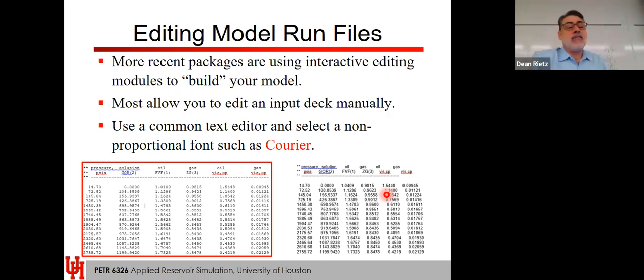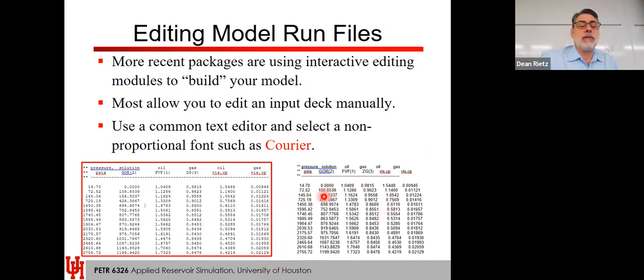So the one on the left, basically you're saying they're nice columns, and the one on the right is not. And it's exactly the same data. The only thing that's different is in this one, I used a non-proportional font, which is Courier, the old-fashioned typewriter font. The reason why we like to do that is because then everything's all in a nice column.